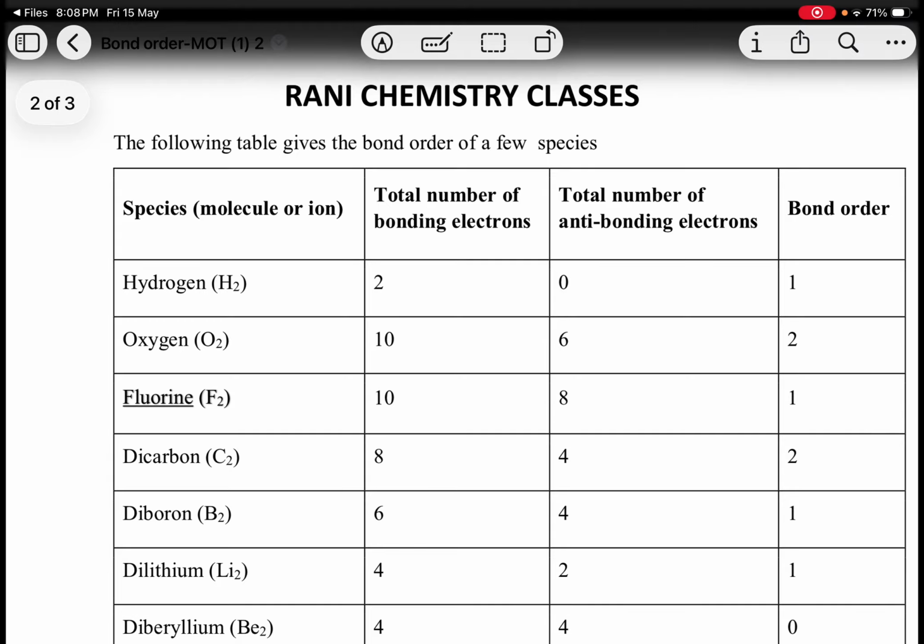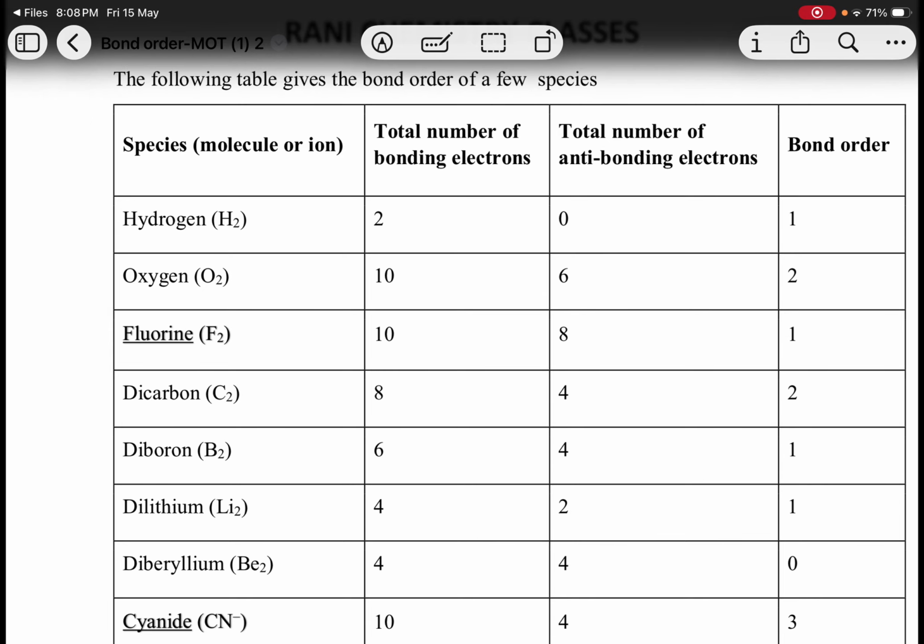This table gives the bond order of some examples. Hydrogen: total electrons 1 plus 1 equals 2, bonding electrons 2, antibonding 0, so bond order 1. Oxygen, as already discussed: 8 plus 8, a total of 16 electrons. Bonding electrons are 10, antibonding electrons are 6, bond order is 2, meaning a double bond is present between the two oxygen atoms. Fluorine: atomic number 9, 9 plus 9, 18. Bonding electrons are 10, antibonding electrons are 8, bond order is 1.